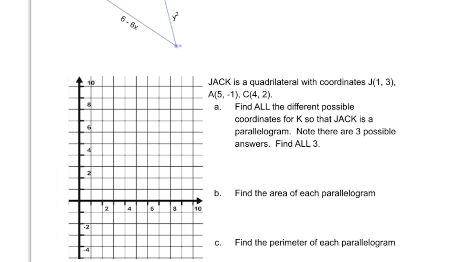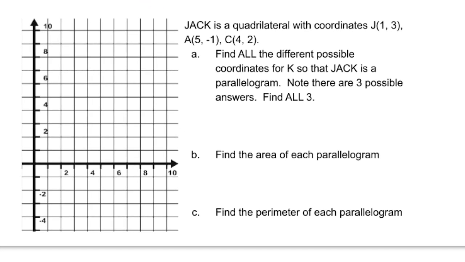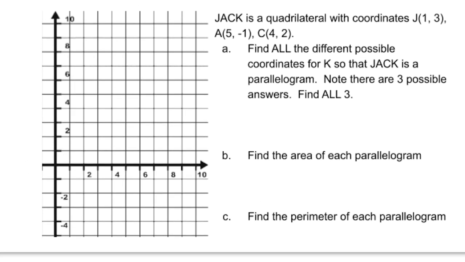And so things are a little trickier down here when we're looking to find JACK. So what you're going to do is plot all the different points. And let's do that right now super quickly. I can't help but notice that J is (1, 3). So J is going to be right here. We've got A at (5, -1). And then C is (4, 2). And our objective is to identify all the different possible coordinates for K so that JACK is a parallelogram. It says, note that there are 3 possible answers. Find all 3. And then you're going to need to find the area of each parallelogram.